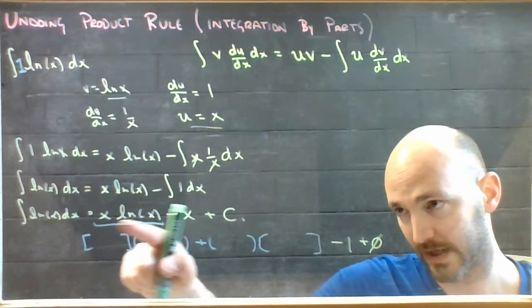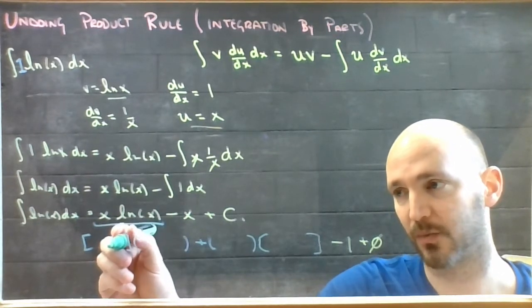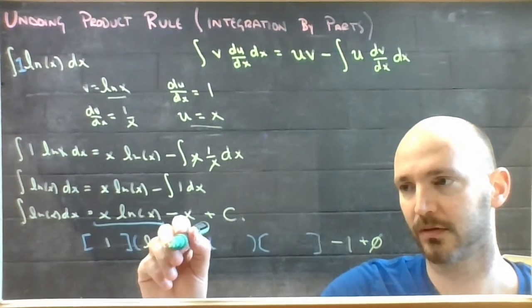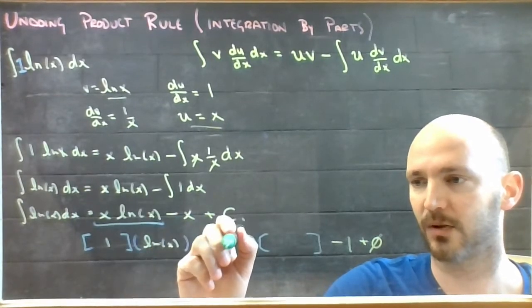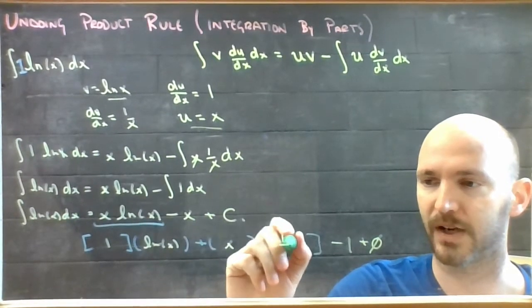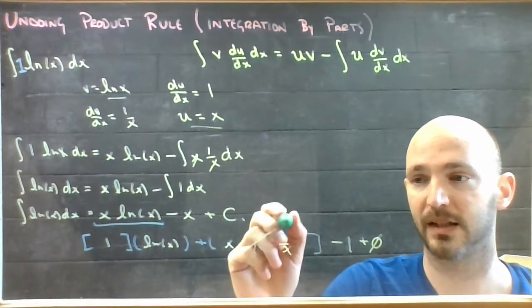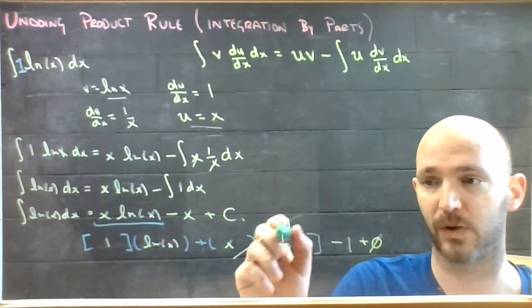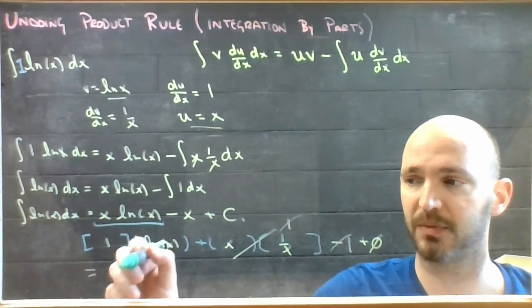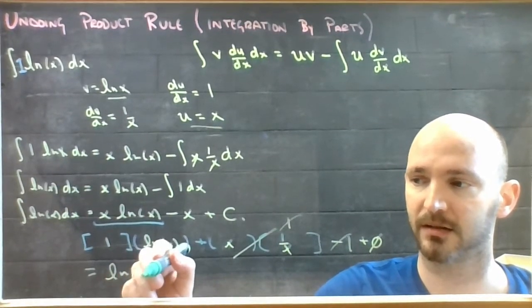So, working out this product rule, derivative of x would be 1. Leave this alone. Leave this alone. The derivative of ln is 1 over x. x times 1 over x is just 1. 1 minus 1 is gone, and the only piece left is 1 ln x. So it worked.